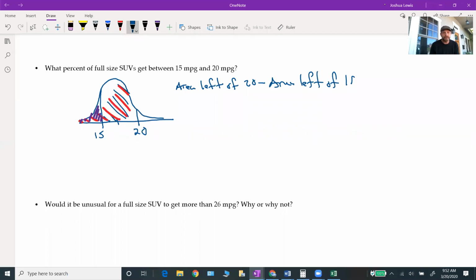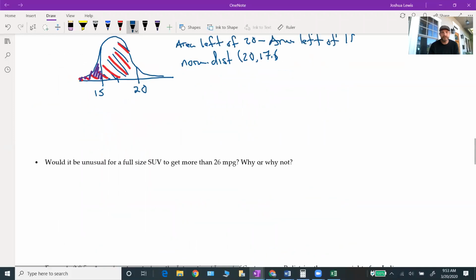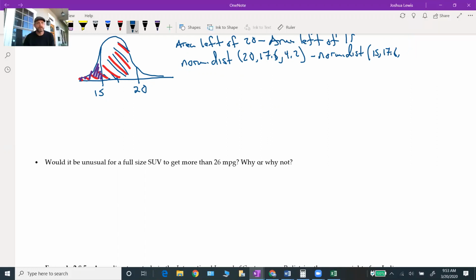All right, so the area left of 20, right? That's going to be norm dist, and then 20 with a mean of 15. I'm sorry, not a mean of 15. A mean of what, 17.6? And a standard deviation of 4.2. And then minus norm dist 15, 17.6, and come over to the other side here, 4.2.